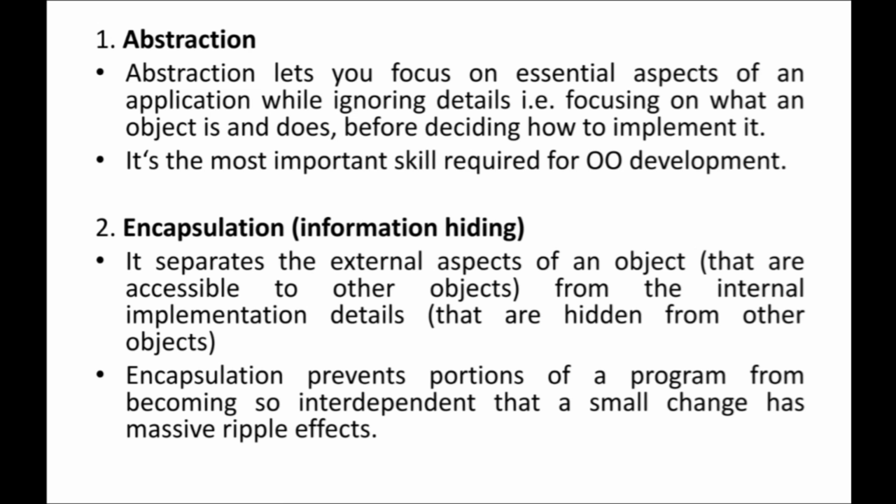That is abstraction. Next is encapsulation, information hiding. It separates external aspects of an object. In simple words, encapsulation means you are going to hide the implementation details or programming details from the user. When you develop the software, the user will see only the front end. For example, in the Google search engine, you will see only the text box where the user can type the thing that needs to be searched. All the internal details are hidden from the user.